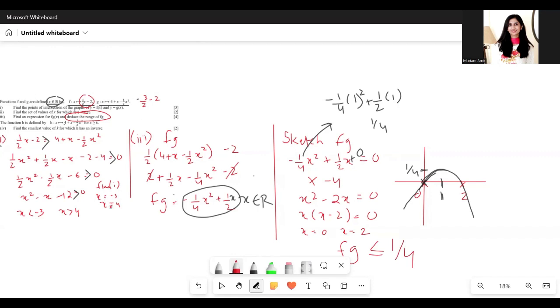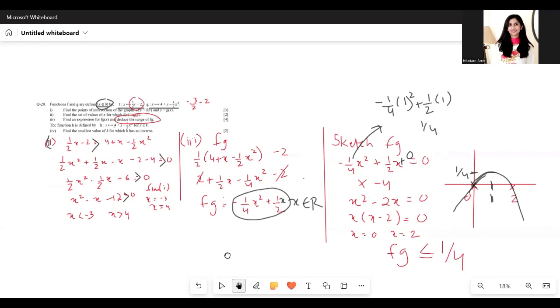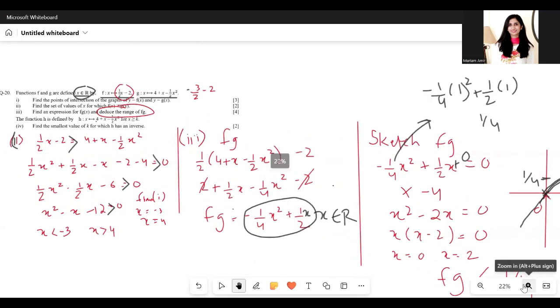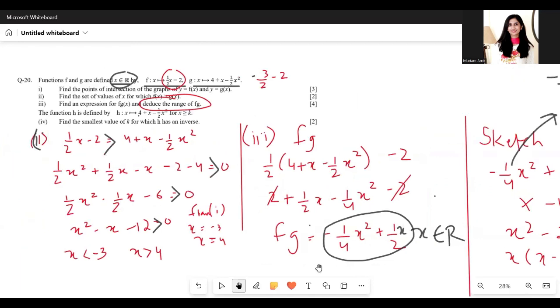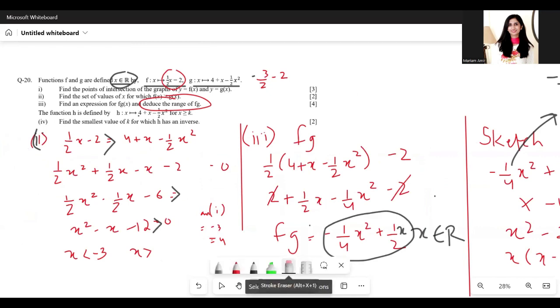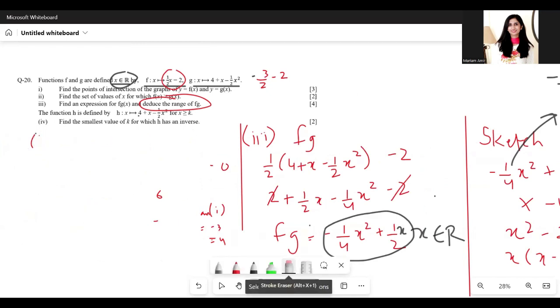Okay. Next part is that h(x) is equal to 4 plus x minus half x squared. So it's the same as g(x). Find the smallest value of k for which h has an inverse. Okay. Now again, it must be a one-to-one function. That is, it must pass the horizontal line test for the function h(x) to have an inverse.